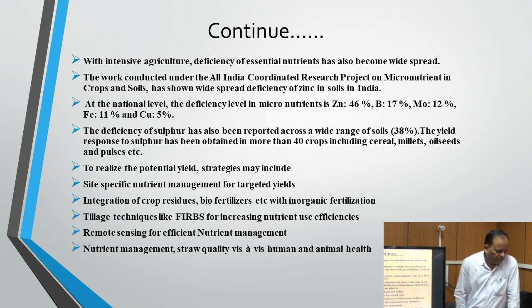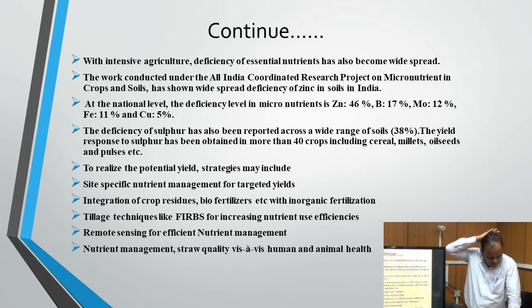The deficiency of sulfur has also been reported across a wide range of soil, that is 38% of the total Indian soil. So the yield response to sulfur has been obtained in more than 40 crops, particularly including cereals, millets, oilseed and pulses. To realize the potential yield, what strategy should we take to get the maximum yield? The first is site specific nutrient management for targeted yield, integration of crop residues.